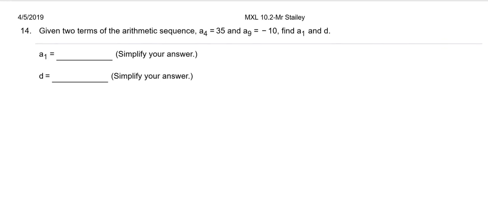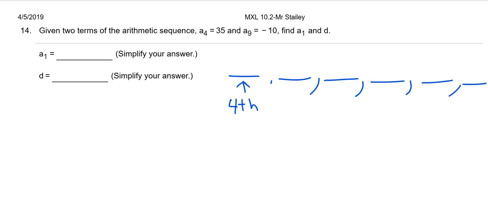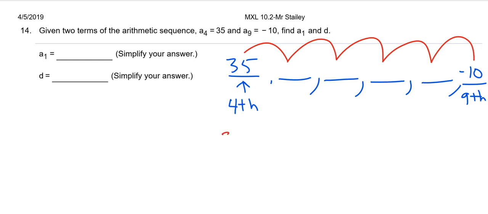Given two terms of the arithmetic sequence, find the first term and the common difference. Ugh. So if that's the fourth term, we have 5th, 6th, 7th, 8th, 9th. And the 9th term is -10, right? That's the 9th one. And the 4th one was 35. What's the common difference? Well, how many times? 1, 2, 3, 4, 5. So 35 plus 5 common differences equals -10. And that's what we need to be solving.